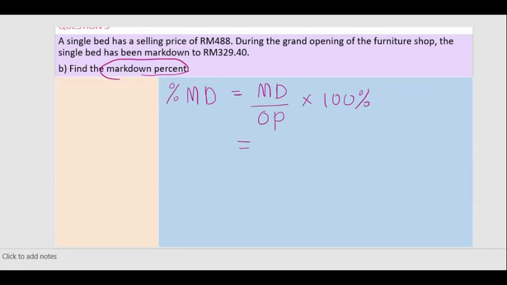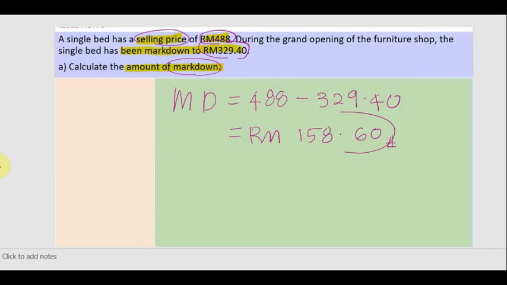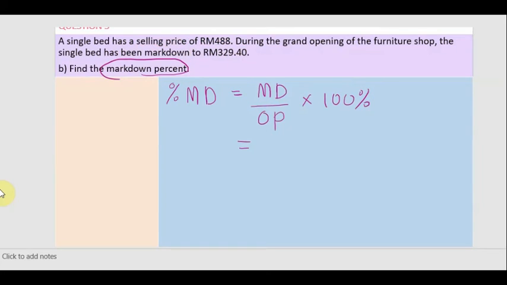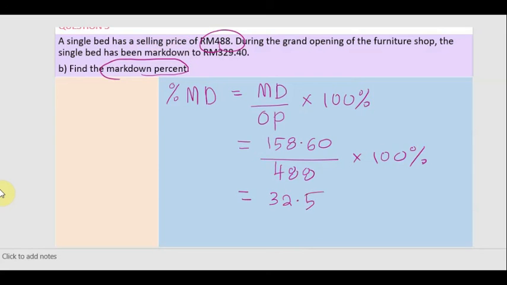Okey, so what is our markdown? 158.6. So here, 158.6 divided by old retail price 488, then times 100%. Okay, so percentage of markdown is 32.5%. That is for B.